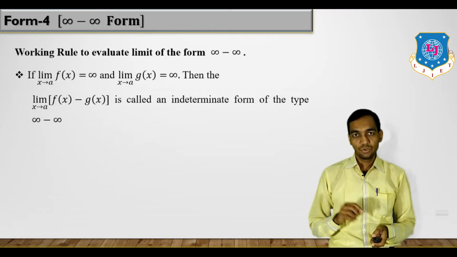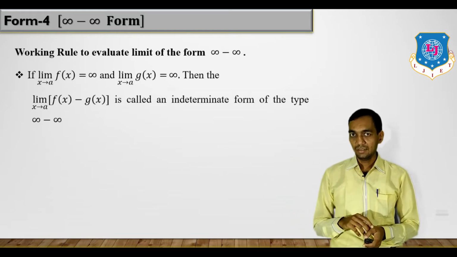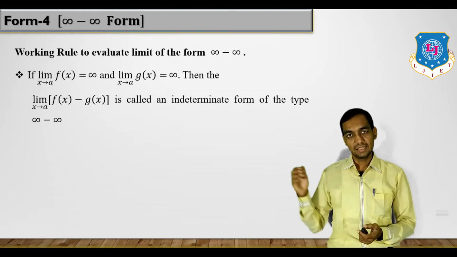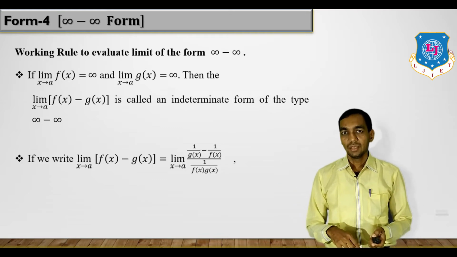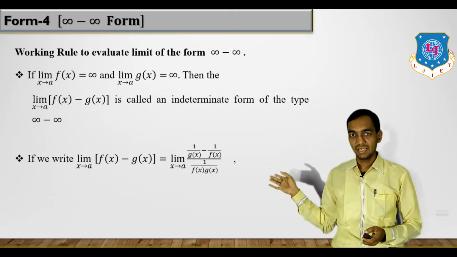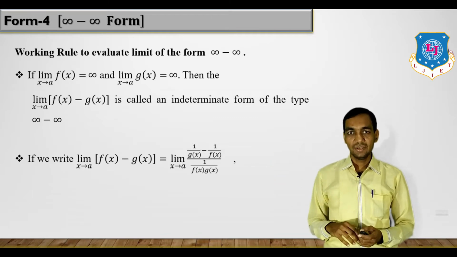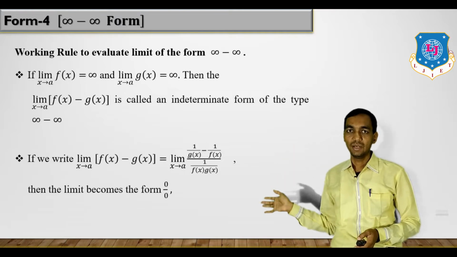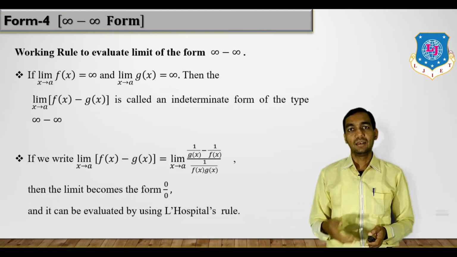Suppose your limit is of the form limit x tends to a, f(x) minus g(x), and the limit of f(x) has a value infinity, and the limit of g(x) has a value infinity as x tends to a. Then this form is called the infinity minus infinity form. Now, we are going to rewrite the given limit, limit of f(x) minus g(x) where x tends to a, as limit of 1 upon g(x) minus 1 upon f(x), divided by 1 upon f(x) into g(x). Now, this form is going to be a 0 by 0 form, and since it is 0 by 0, we are going to apply L'Hopital's rule.